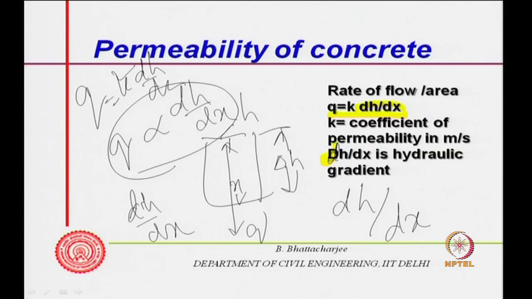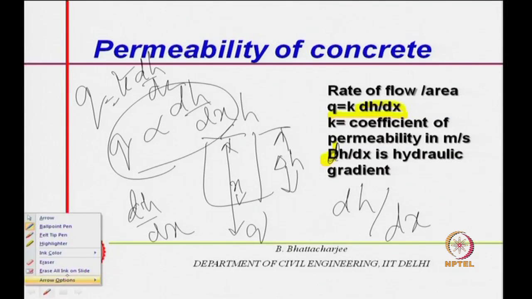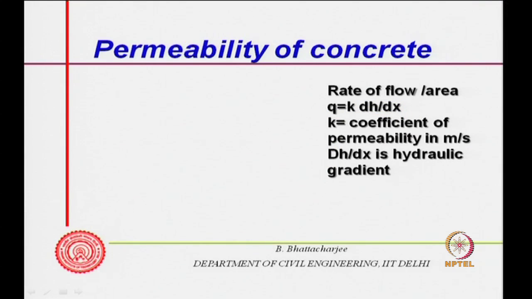K is the coefficient of permeability. Permeability is defined as that property which governs flow. It is analogous to thermal conductivity, or the diffusion coefficient that we talked about in the case of steady condition. Therefore, for a given hydraulic gradient, flow is proportional to K. More K means more flow, less K means less flow.